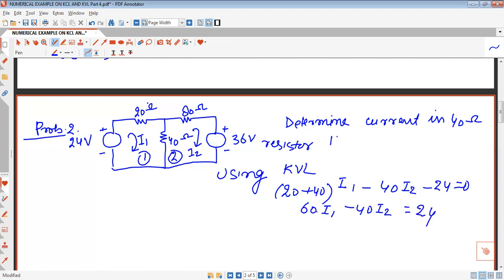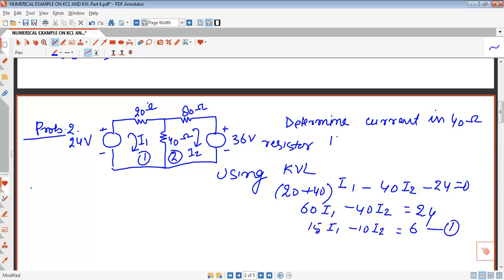We can take 4 common and cancel out. 15 I1 minus 10 I2 equal to 6. So this is equation number 1. Because there are two unknowns, we need two independent equations.